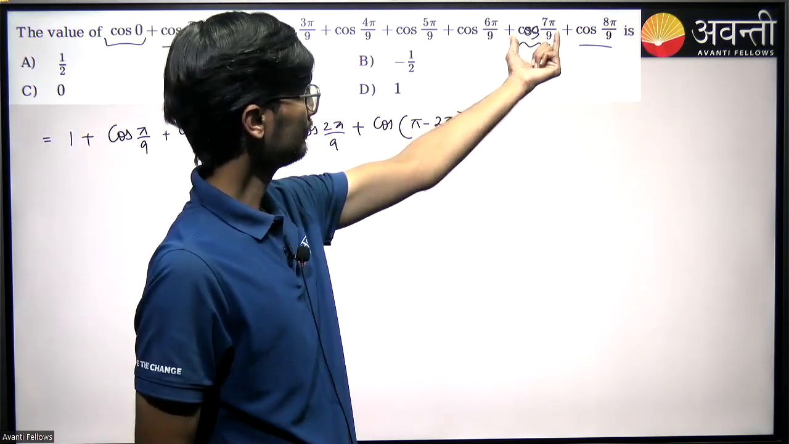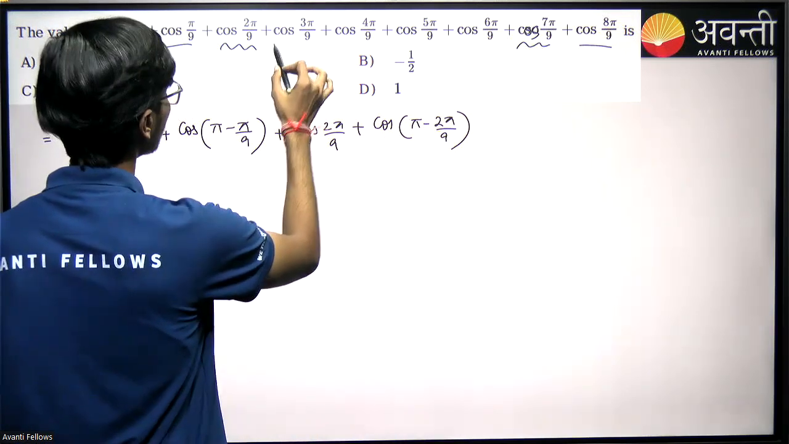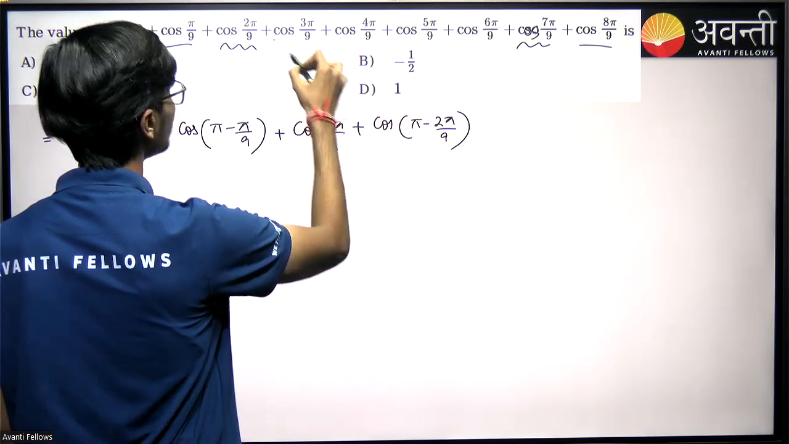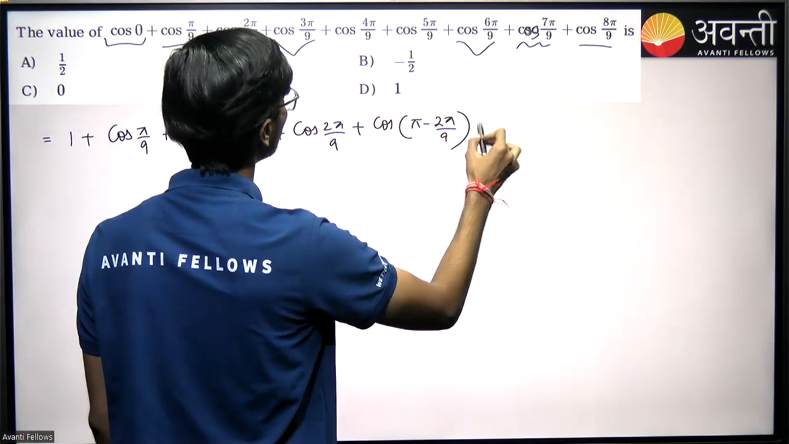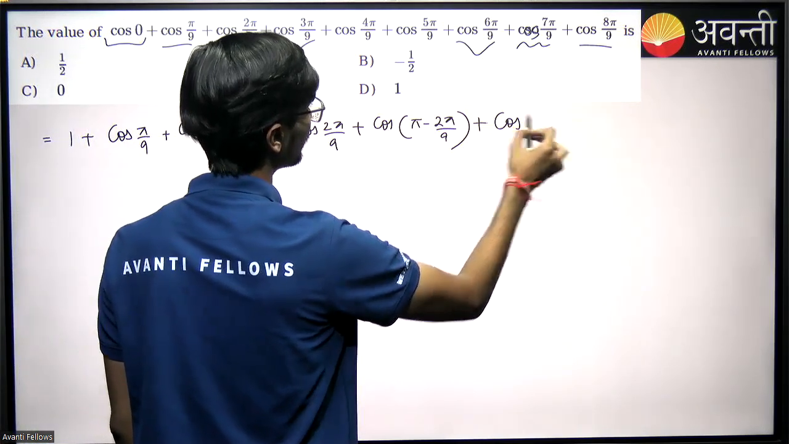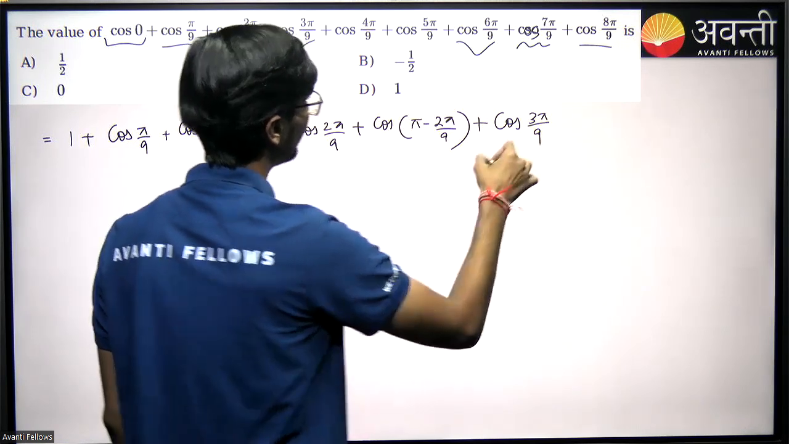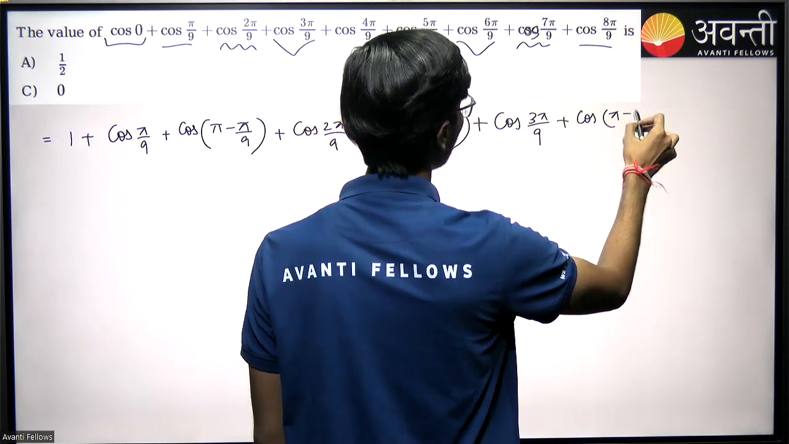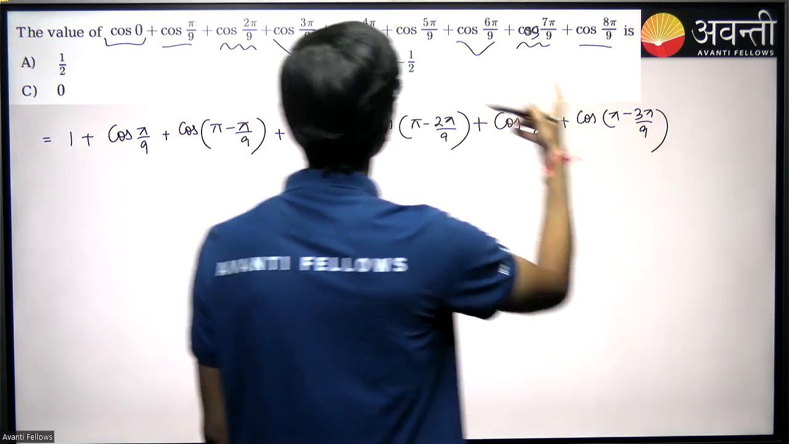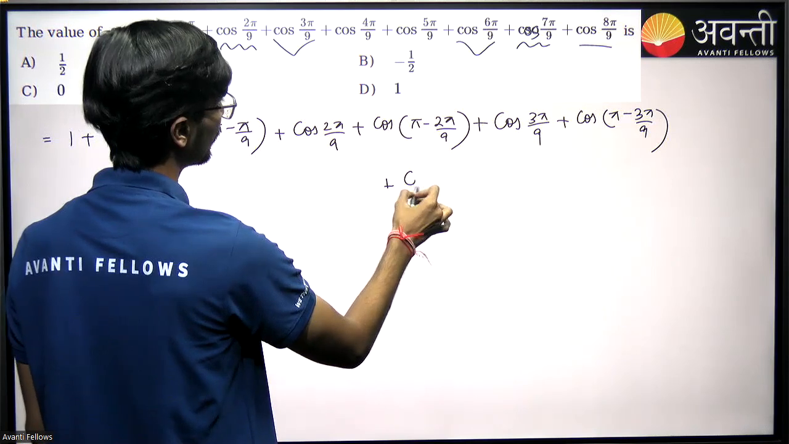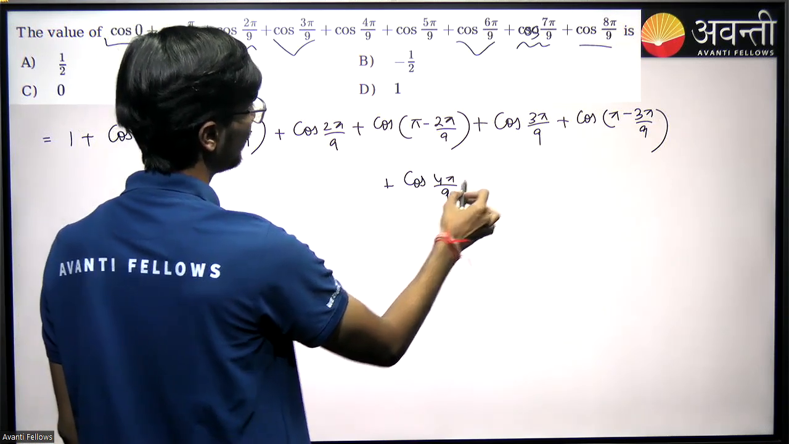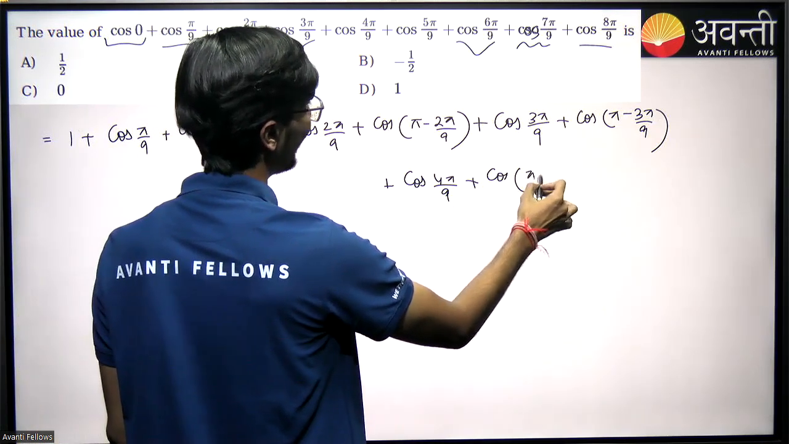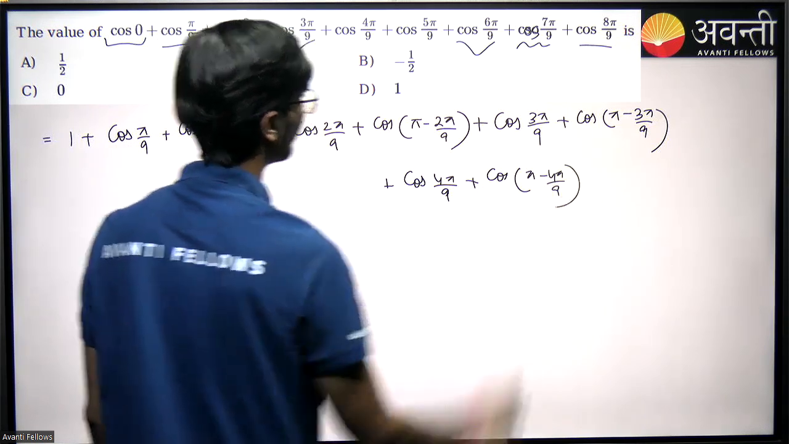This one. Similarly, the third pair, what notation we have? Yeah, this is the notation. So plus cos 3 pi by 9 plus cos of pi minus 3 pi by 9. And lastly, we can write here cos 4 pi by 9 plus cos of pi minus 4 pi by 9.